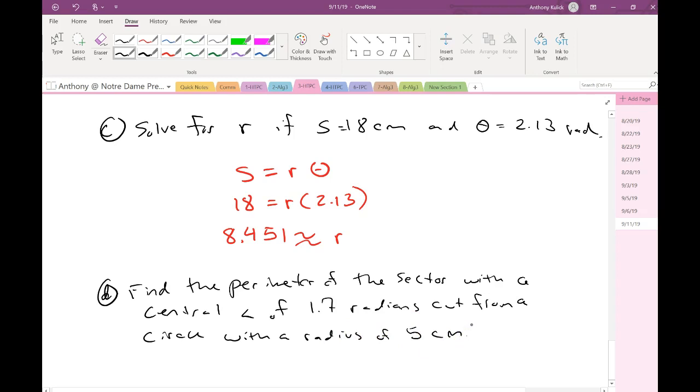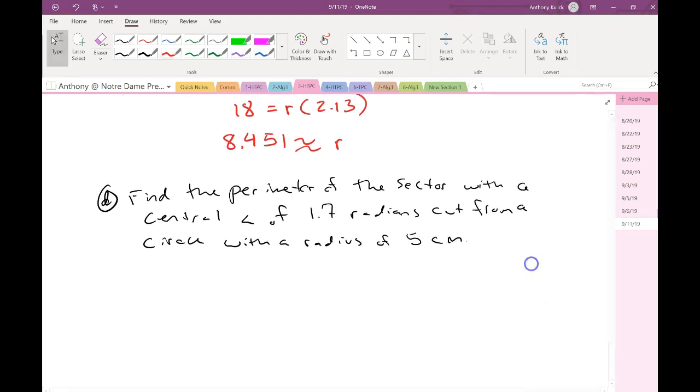So let's look at a slightly more complicated example here. We're asked to find the perimeter of the sector with a central angle of 1.7 radians, cut from a circle with a radius of 5 centimeters. So a couple of vocab words to unpack here before it's clear what exactly it is that we need to do. The first word is perimeter.